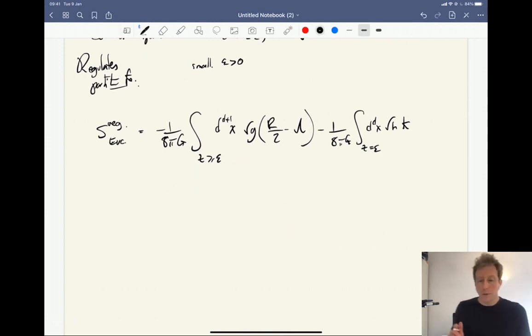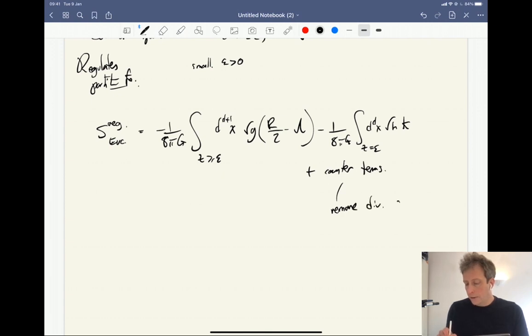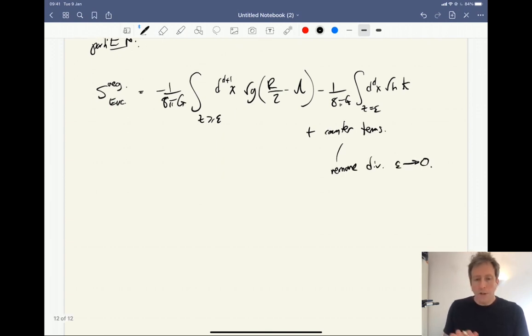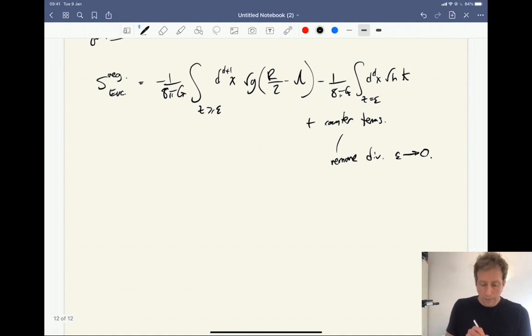As I take epsilon to 0, it'll diverge, and so I have to add counter terms. And those counter terms, if I tune them correctly, I can remove the divergences as epsilon goes to 0. So these remove divergences as epsilon goes to 0. And what do those counter terms look like? Well, they are dimension dependent, but basically they take this form.